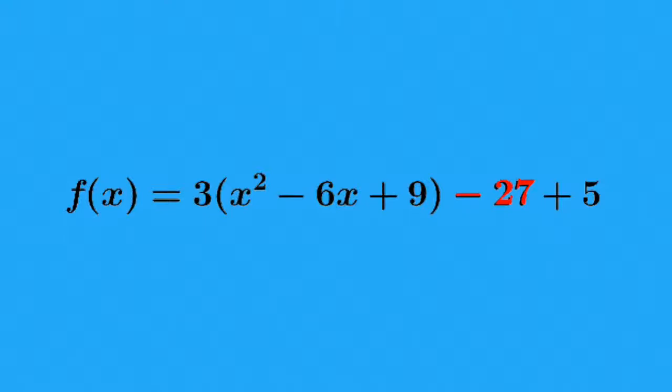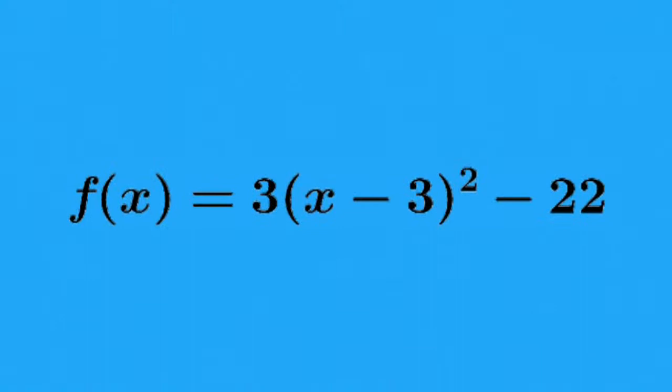Here is the major difference between when we complete the square when the coefficient is 1 versus not 1. We finish completing the square by combining the like terms on the outside, negative 27 plus 5 giving us negative 22, and by factoring the part in parentheses. X squared minus 6x plus 9 is the perfect square x minus 3 squared.